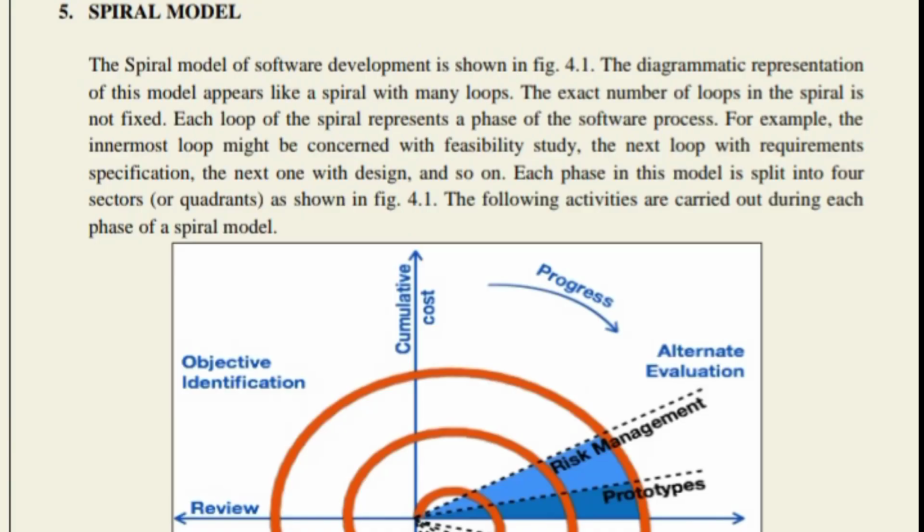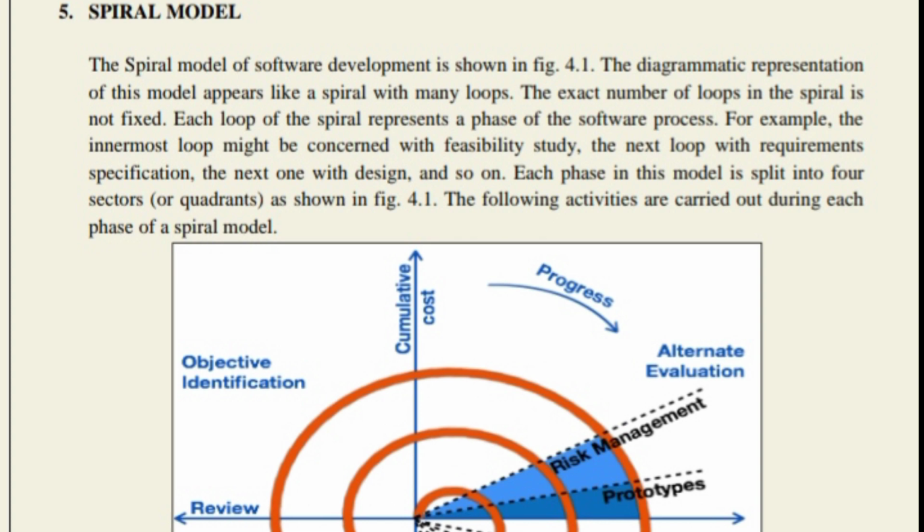Today our topic of video is the spiral model. The spiral model of software development is shown in the figure. The diagrammatic representation of this model appears like a spiral with many loops. The exact number of loops in the spiral is not fixed. Each loop of the spiral represents a phase of the software process.